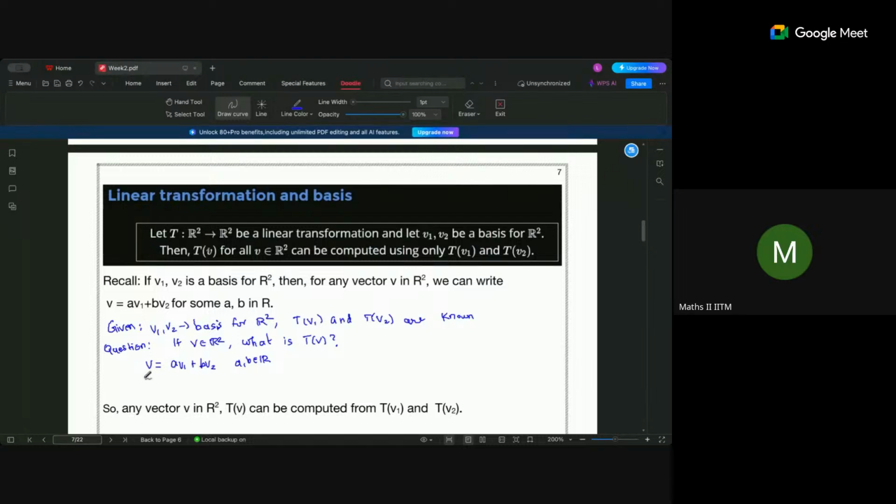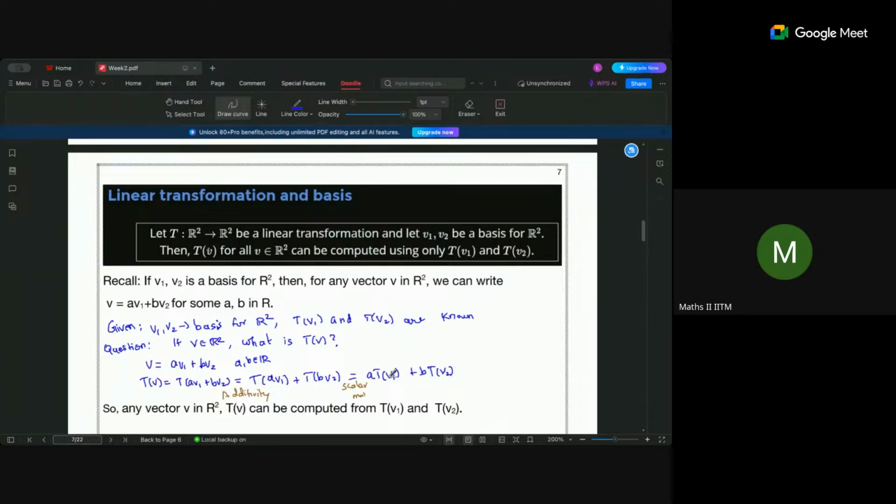Now here, what is T of V? T of V is T of AV1 plus BV2. If you use the additivity of T, we can split it as T of AV1 plus T of BV2. Here additivity is used. And then next we are going to use scalar multiplication. If we apply the scalar multiplication property, you get A times TV1 plus B times TV2. That's all.